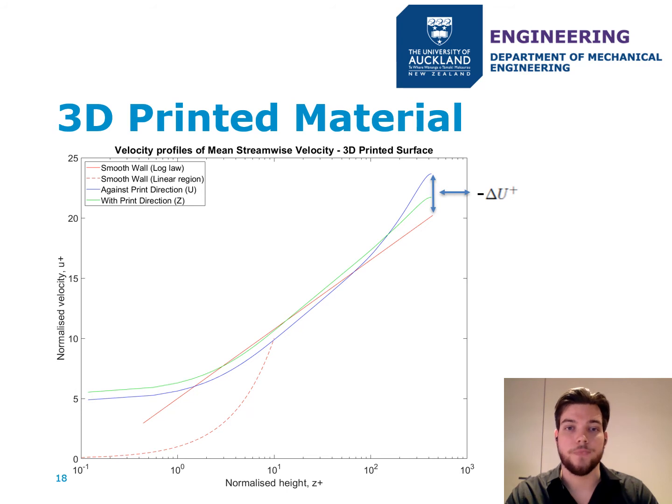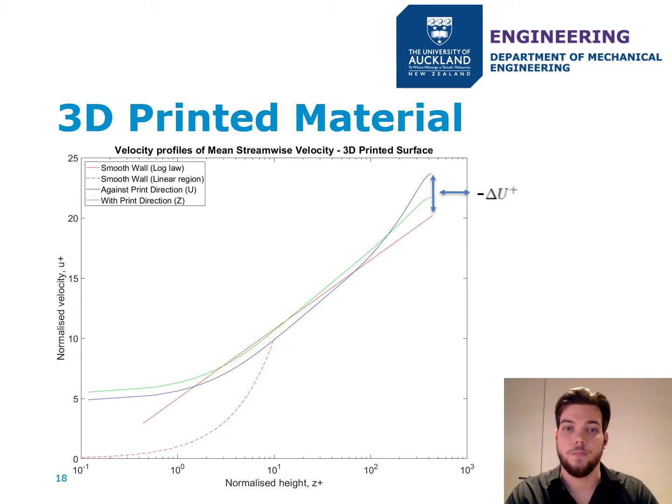We can see here that these results follow our prediction, mostly acting as a smooth wall before a negative roughness function is observed in the free stream, in the case of the print direction. A negative roughness function corresponds to less drag than a smooth wall.